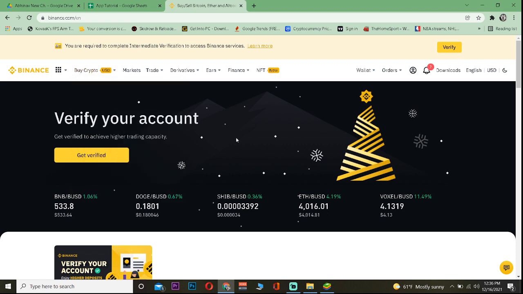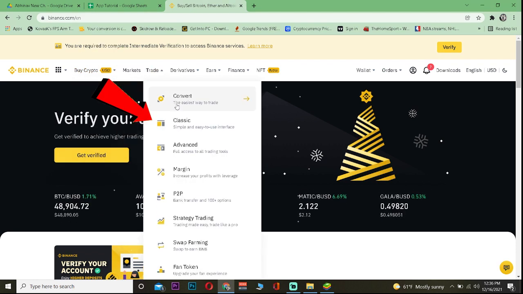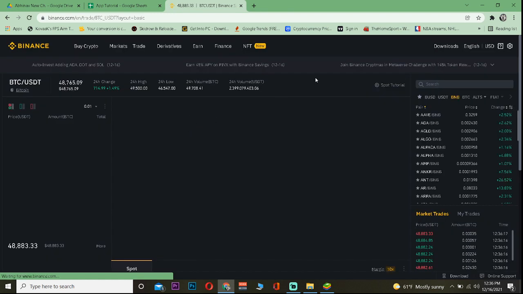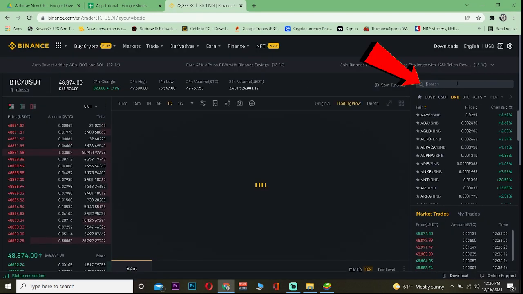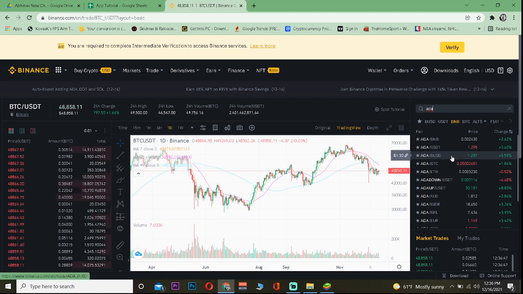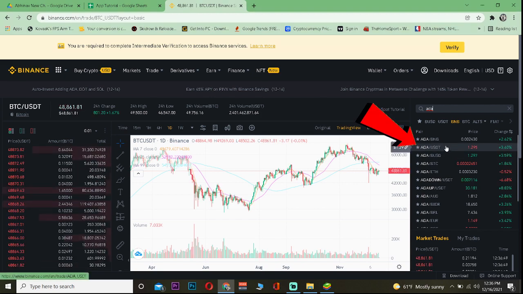After you load your money inside Binance, just go to trade and choose classic. If you are a beginner, I would suggest you go classic, but if you know how to use advanced, you can go there as well. It's your choice. Once over here, where it says search, you want to search for the crypto you want to buy. Let's say for this video, I want to buy Cardano, ADA, alright? So basically choose the crypto which you want to use. I'm going to use USDT to buy Cardano, so I'm going to click on ADA/USDT.